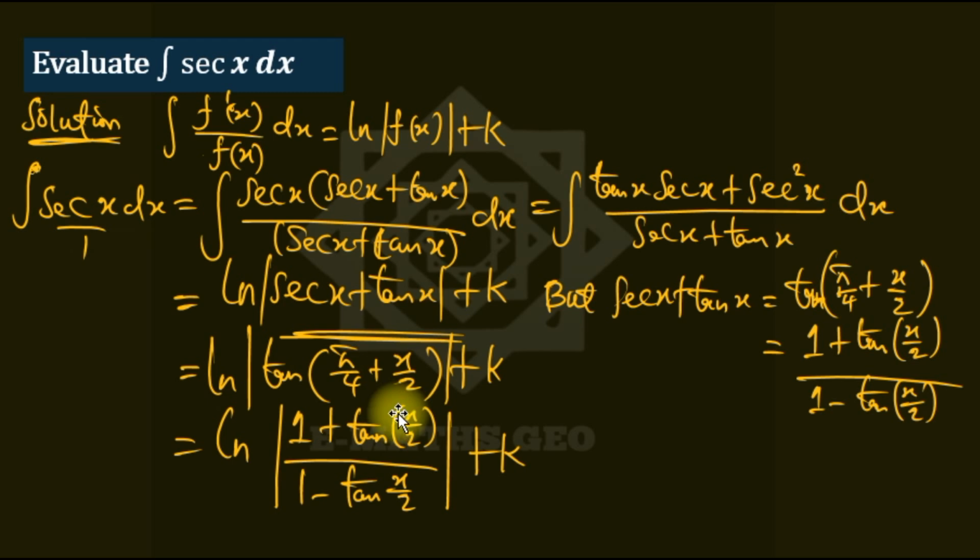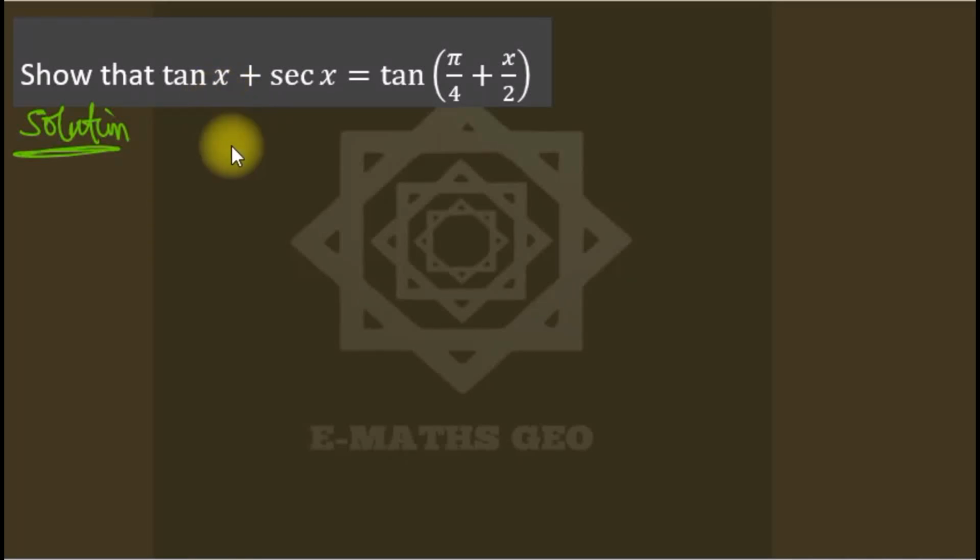So to show you that we are correct, I have to prove in another page. I will prove that sec x plus tan x is equal to tan of pi over 4 plus x over 2, or is equal to 1 plus tan half x over 1 minus tan half x. So let's look at this. Tan x plus sec x is equal to tan of pi over 4 plus x over 2.